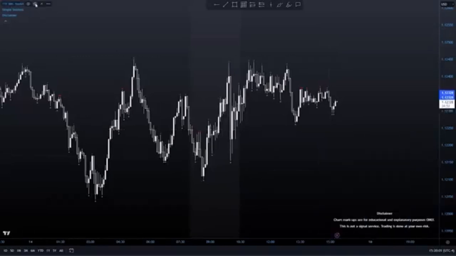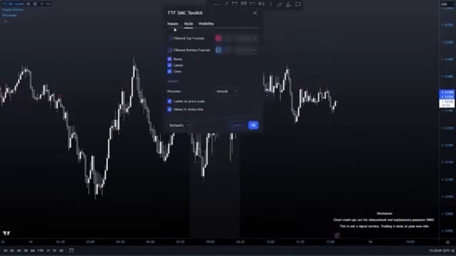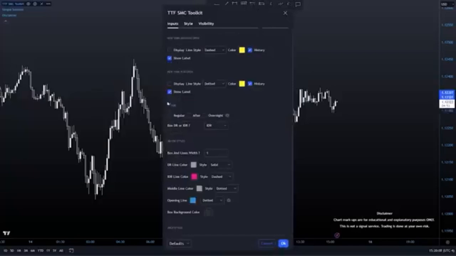To access this tool, we come into the toolkit and come down to the DR/IDR section and click any of these 3 boxes. For these 3 boxes, regular denotes the time during New York Stock Exchange trading hours, after denotes the time during the Tokyo and Asian trading session, and the overnight denotes the European or London trading session.